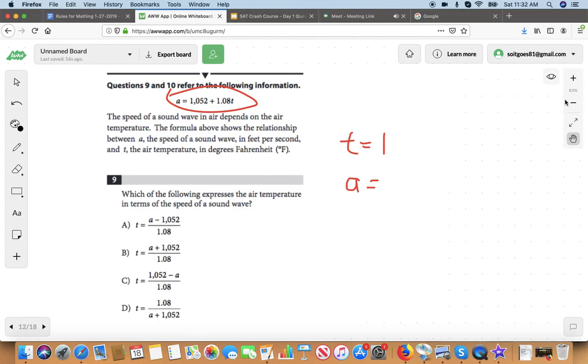I mean, if you want to use your calculator, you can. Do you want to? That's like 1,053.08. Yeah, that's it. You probably don't need to use the calculator. Did you need to use a calculator there or no? No, it's just adding. It's just common sense, right? Okay.